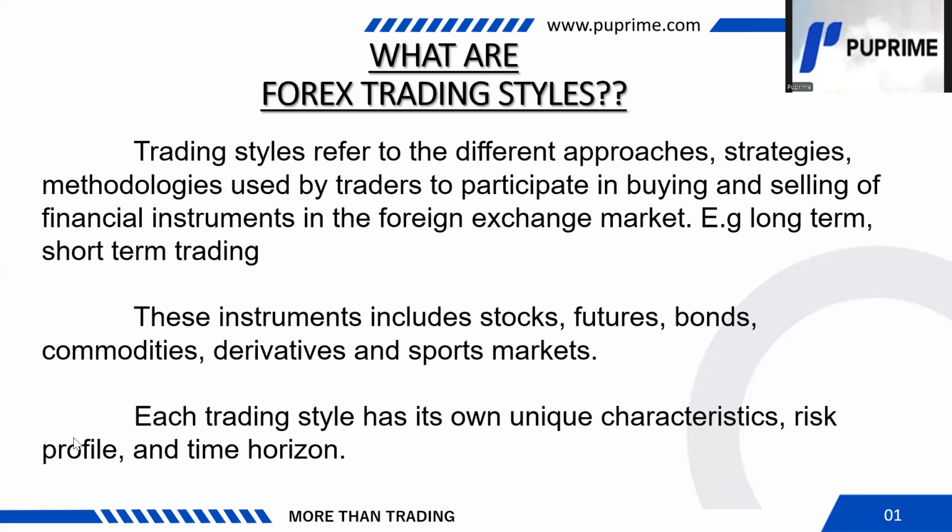Like we all know, if we're used to trading, some of these instruments we buy or sell are stocks, futures, bonds, commodities, derivatives, and even the spot market, which is the forex market. These are some of the instruments we trade to make money from the market. Note that each trading style has its own unique characteristics, its own unique risk profile, and its own time horizon. I would like you to get this: every one of the trading styles we are going to discuss has specific characteristics.